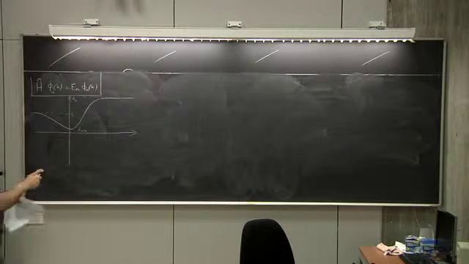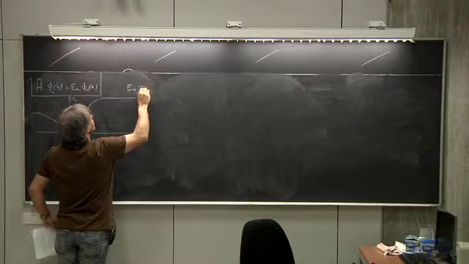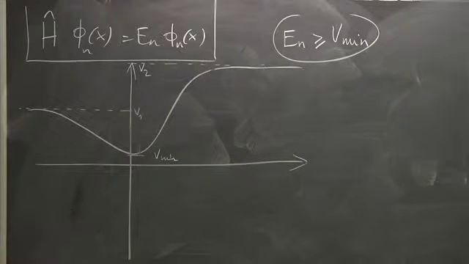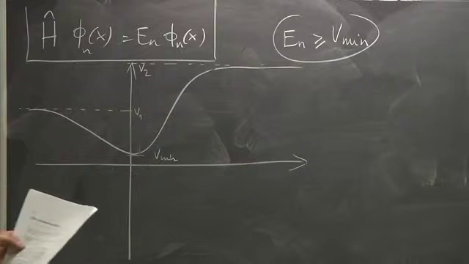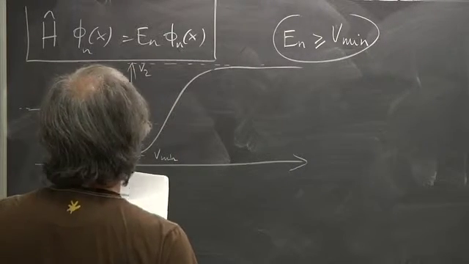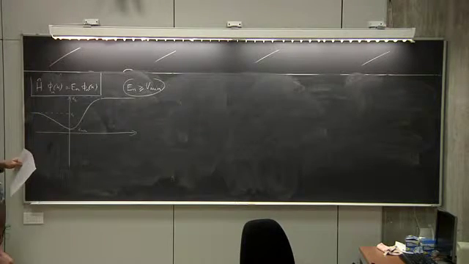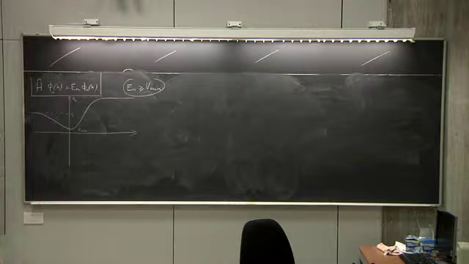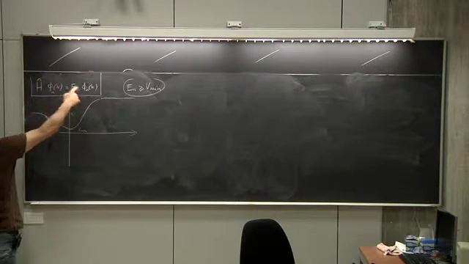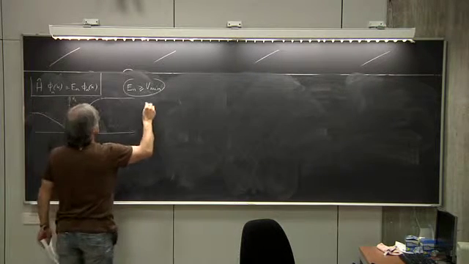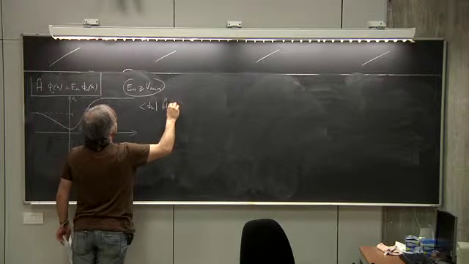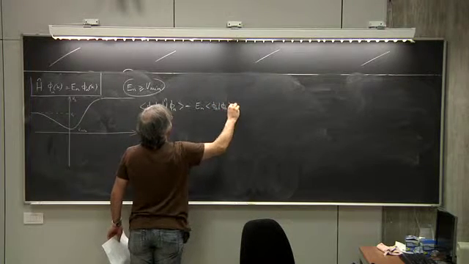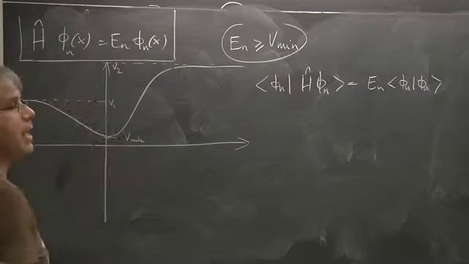And the first thing that I want to show is that En should be searched only from here on, not below. Let us prove this. This is very simple to show. In fact, it's true in any dimension, even in 3 dimensions. Take the equation and take a scalar product of it with phi n. So in other words, write phi n, H phi n equal to En phi n, phi n. I'm taking the scalar product of both sides with phi n.